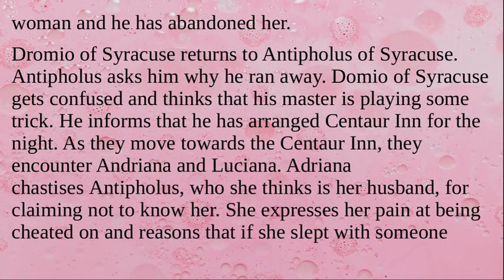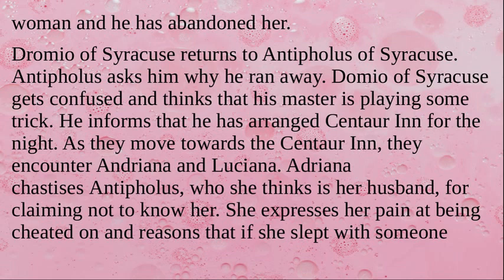Dromio of Syracuse returns to Antipholus of Syracuse. Antipholus asks him why he ran away. Dromio of Syracuse gets confused and thinks that his master is playing some trick. He informs that he has arranged Centaur Inn for the night. As they move towards the Centaur Inn, they encounter Adriana and Luciana.